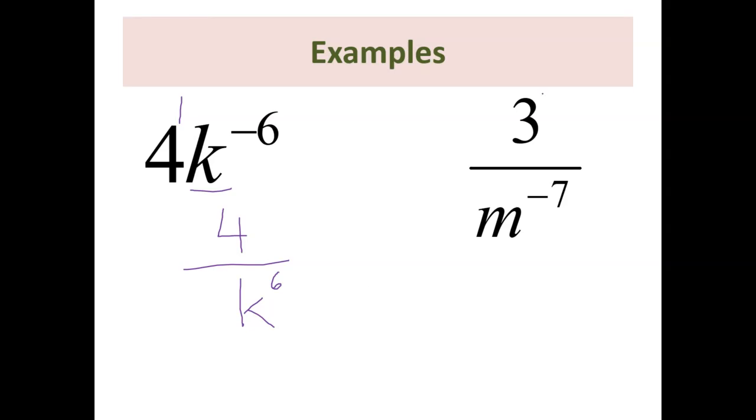In the second example, 3 already has a power 1, which is positive. I don't want to change the position of 3, so I'm going to leave the 3 where it is. In this case, m is in the denominator, with the power negative 7. That needs to be changed. You need to move the m to the top first. As soon as you move the m to the top, let me write this again, 3, and then I'm going to write m on the top. And then as soon as you do that, the power 7 will become positive. So nothing left on the bottom.